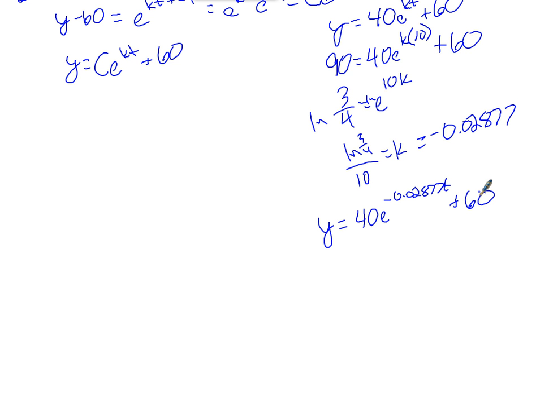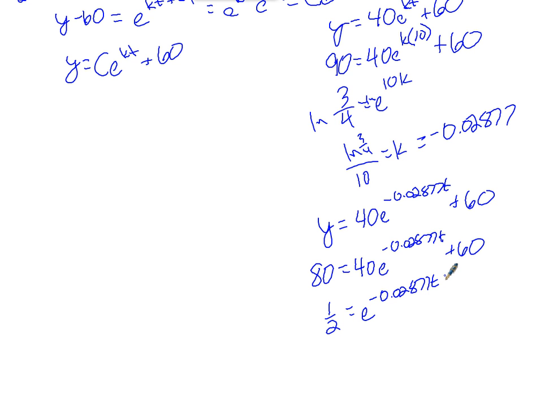That's a time, so y is 80, because the body temperature needs to be 80. So 80 equals 40 e to the negative 0.02877 t plus 60. We can do some of this math in our heads. Subtract 60 from both sides, and now I got 20. Divide both sides by 40, and I have 1/2 equals e to the negative 0.02877t.